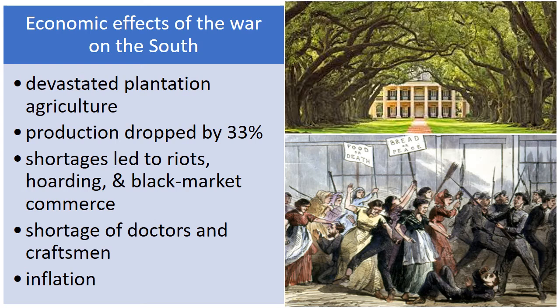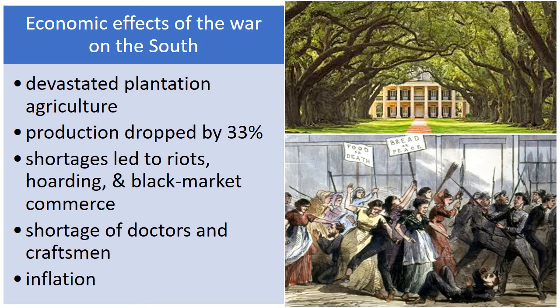Next, let's discuss the economic effects of the Civil War on the South. First, the war devastated plantation agriculture, especially following the Emancipation Proclamation. Southern plantations were unable to continue production when they lost their labor. Overall production dropped by 33%.